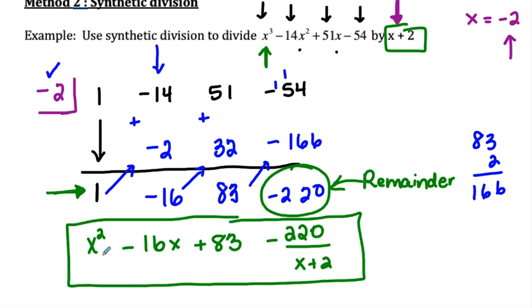So I know that x squared minus 16x plus 83 minus 220 all over x plus 2, times x plus 2, will give me x cubed minus 4x squared plus 51x minus 54. And believe me, I understand that that looks funny. So what I thought I'd do is give you a quick kind of introduction to what it means.